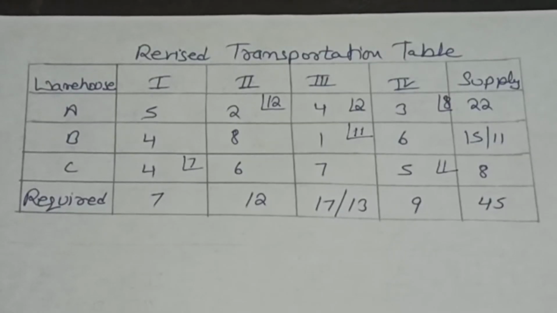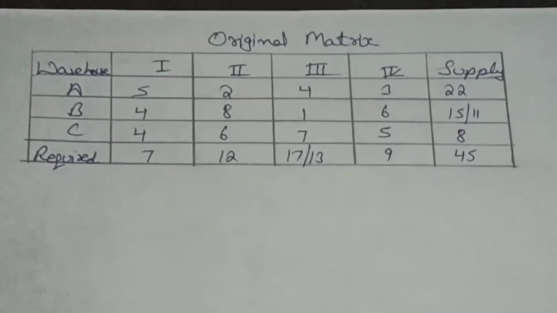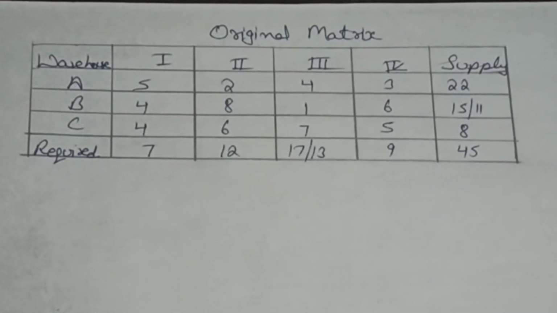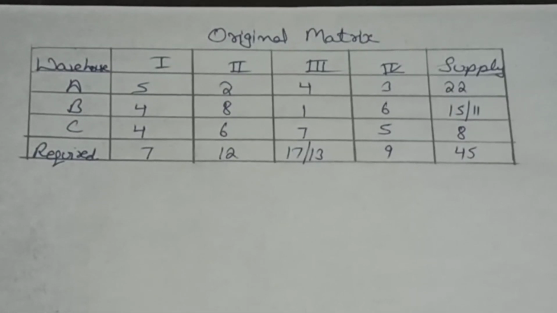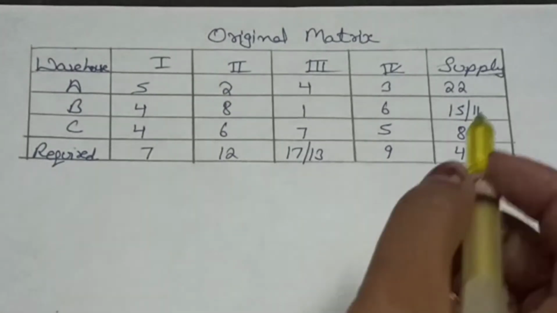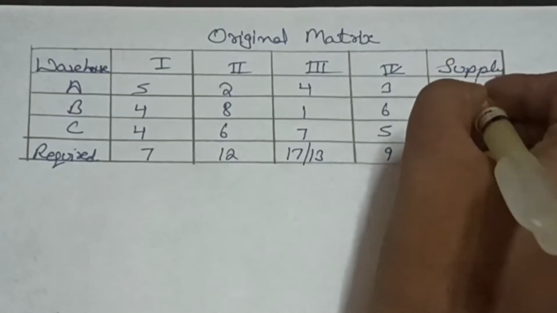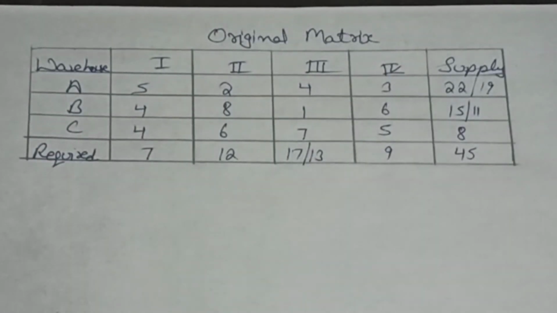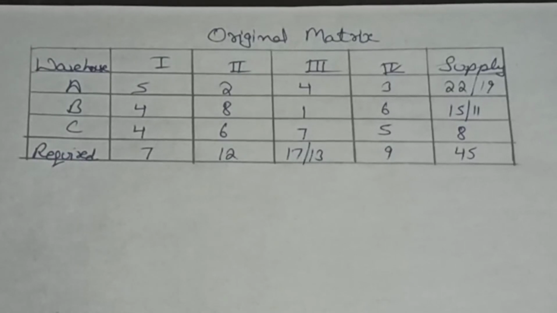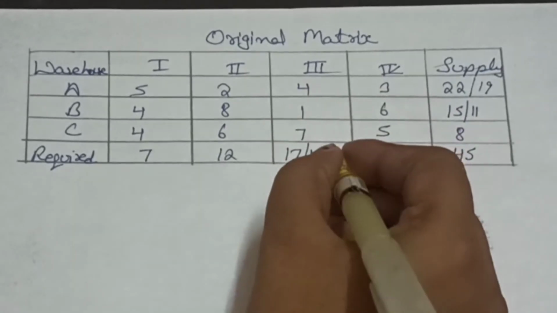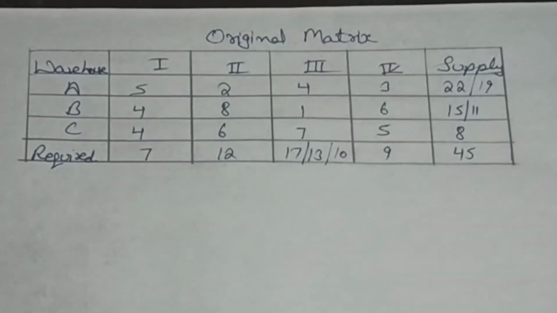Now we will calculate our fifth point. In the fifth point, we have to calculate if supply from warehouse A also reduces to 19 units, like this supply 22 to 19. And the requirement of third reduces further to 10 units, like this 13 to 10. Then we have to find the optimal solution and check whether our optimal solution of the fourth point will be changed or not. So now we will focus on this matrix.